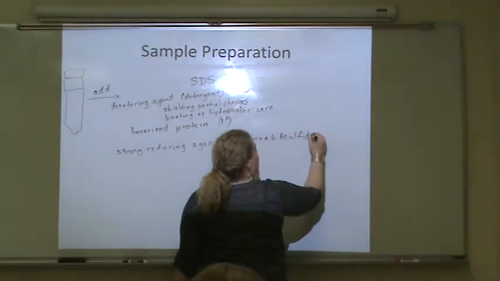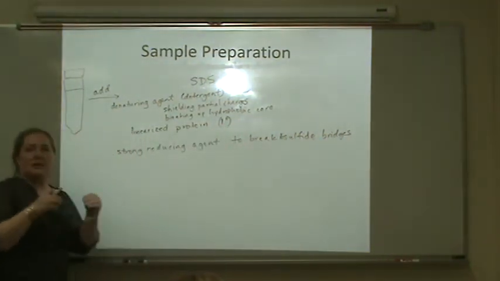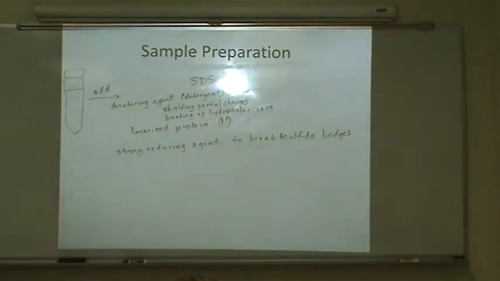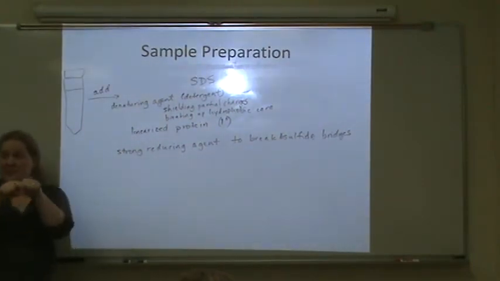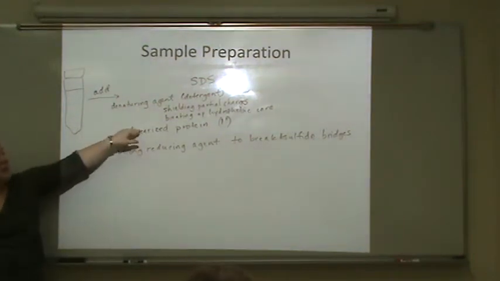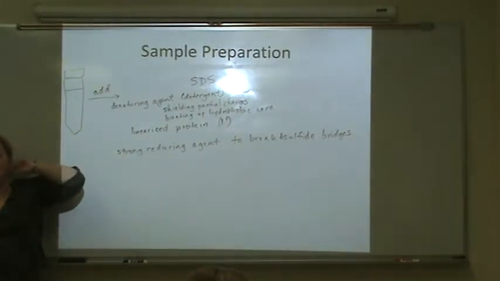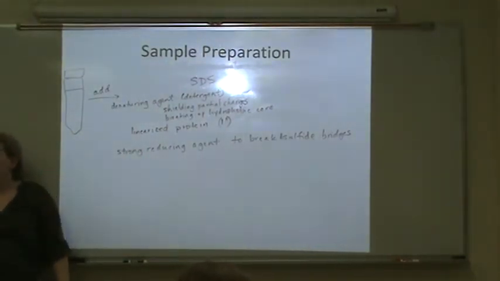In case we have disulfide bridges. So remember those covalent links that can form between cysteines that covalently link together distant parts of a protein. If we're going to linearize a protein and get it back to primary sequence, those need to break. And the way to break those is to use a strong reducing agent, which also tend to be smelly.